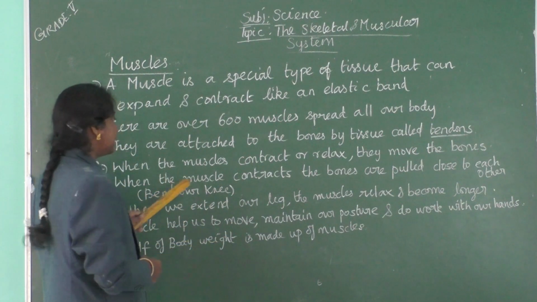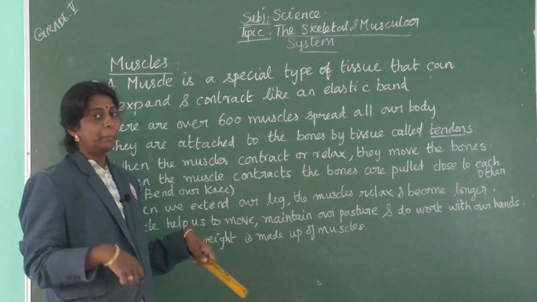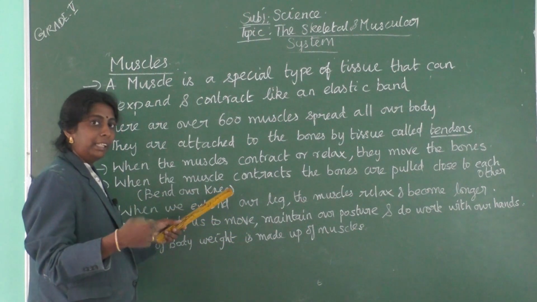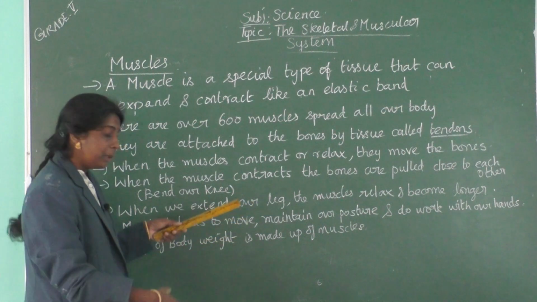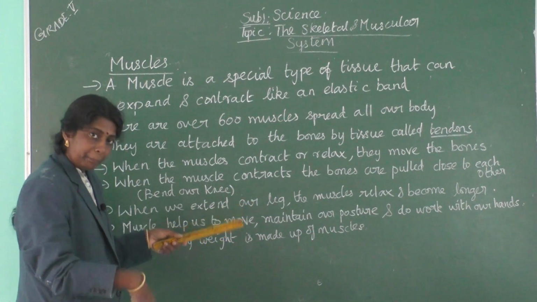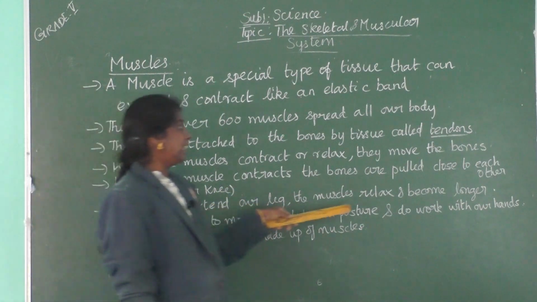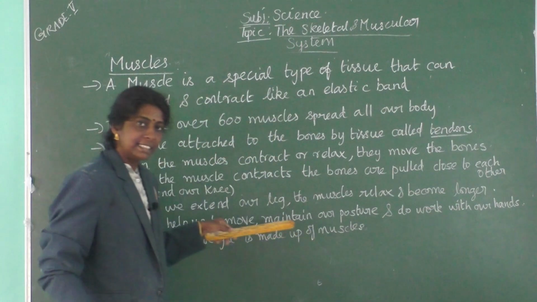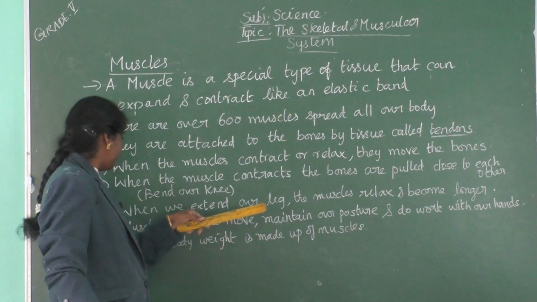When the muscle contracts, the bones are pulled close to each other. For example, if you are bending your knee, because of the contraction, your leg becomes shorter. When we extend our leg, the muscles relax and become longer.